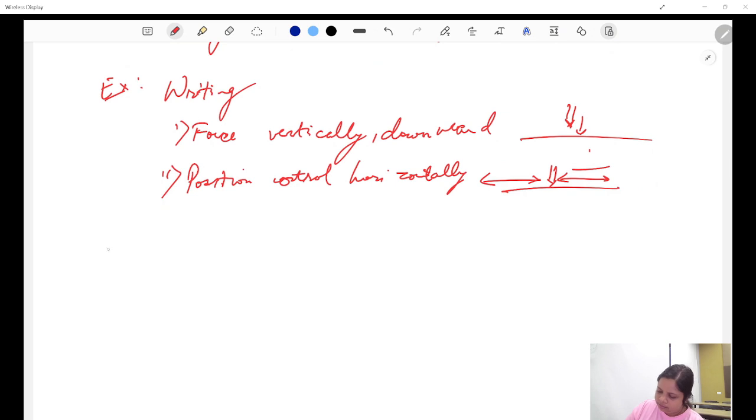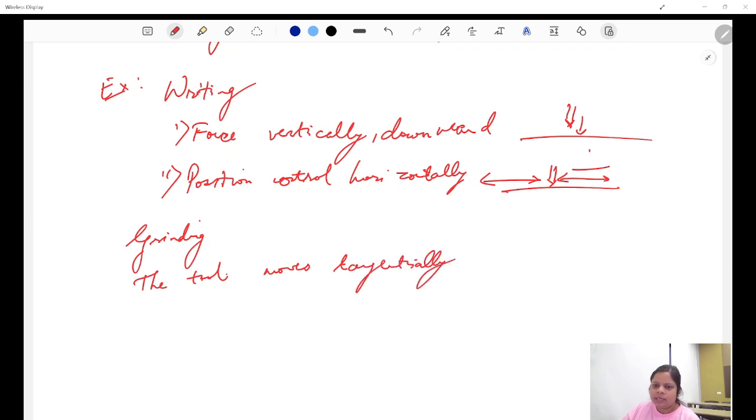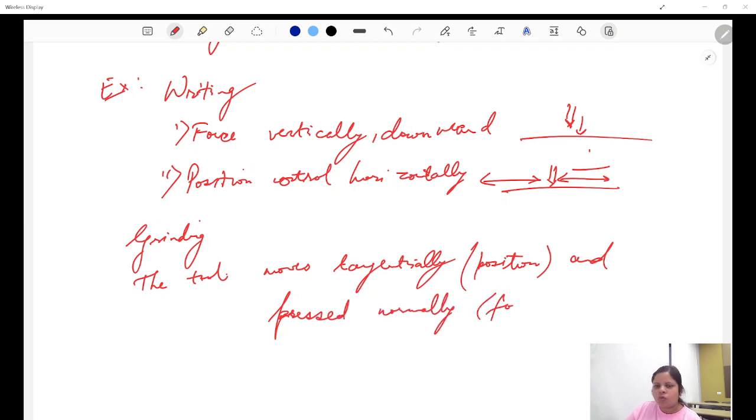In grinding, the tool moves tangentially, which is position, and presses normally, which is force. So this is possible only when force and position control directions are orthogonal. They don't interfere with each other.